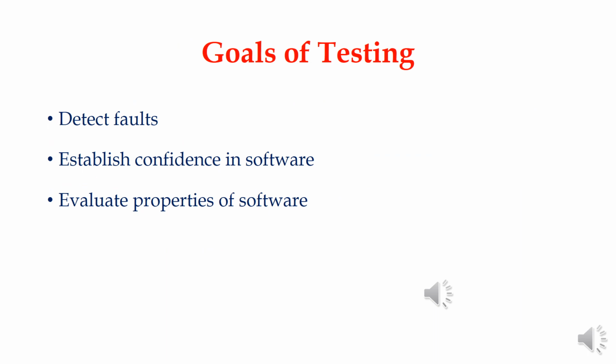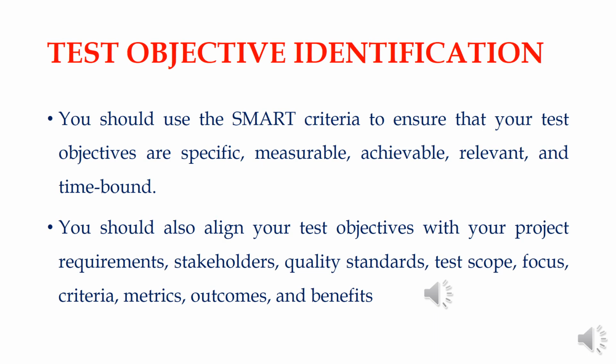Of testing: detect faults, establish confidence in software, evaluate properties of the software. What may be the software properties? Each software property will vary from software to software in the test objective identification. You should use SMART criteria to ensure that your test objectives are specific, measurable, achievable, relevant, and time bound. That's why it's called SMART.